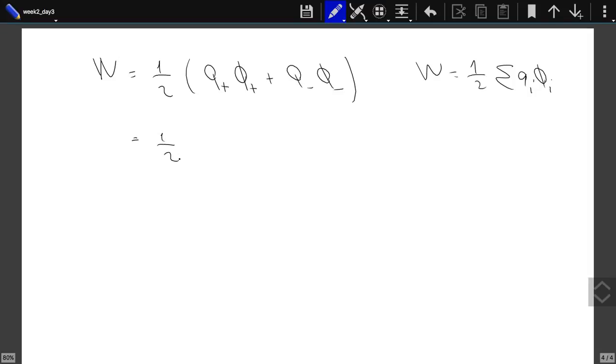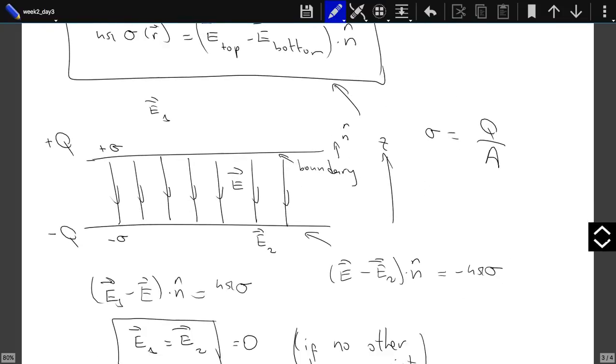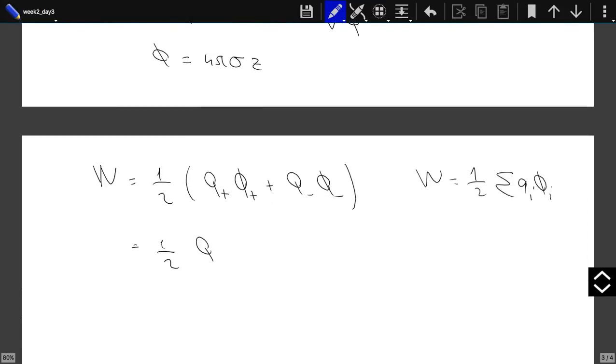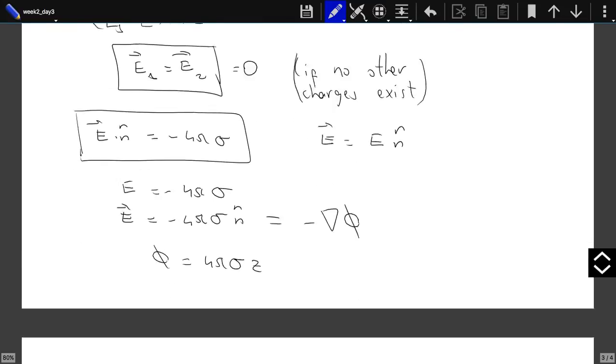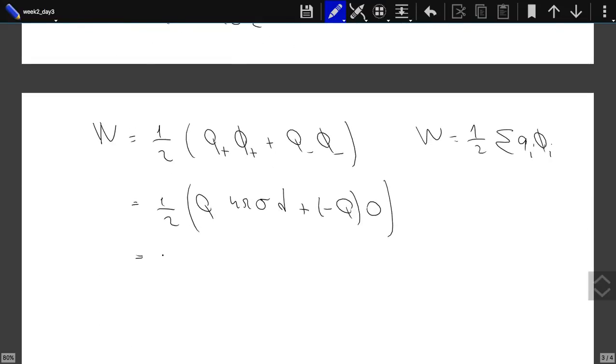So this is equal to 1 over 2. The total charge in the plus plate is q. Well, let me also choose this point as z equal to 0, where its separation was d. So the potential at the plus plate is 4 pi sigma times d, plus q minus is minus q. Well, the potential at the minus plate, I just set it to 0 by setting z equal to 0. So this is the energy stored: 2 pi q times sigma times d.